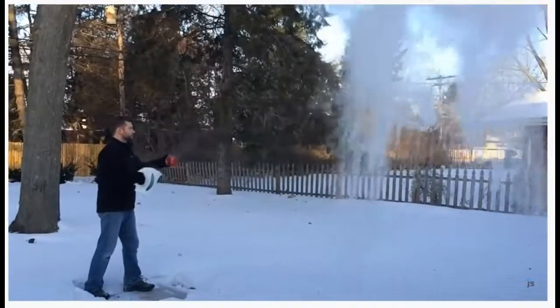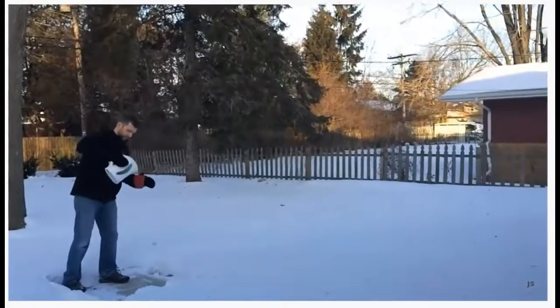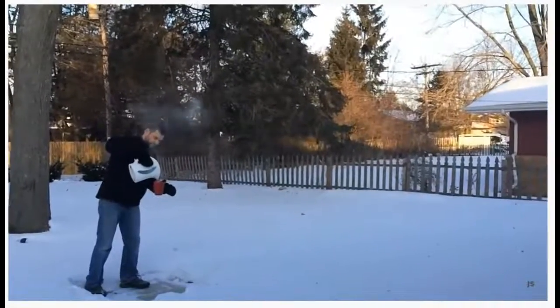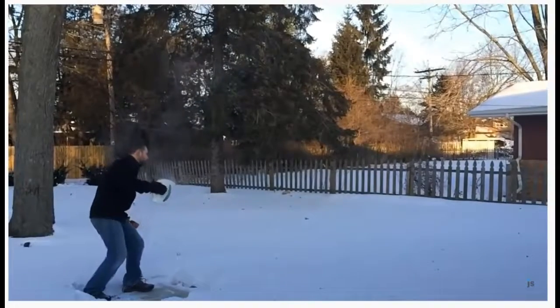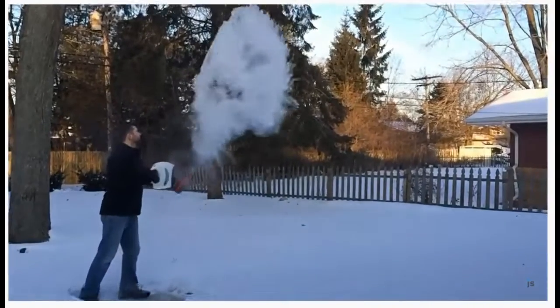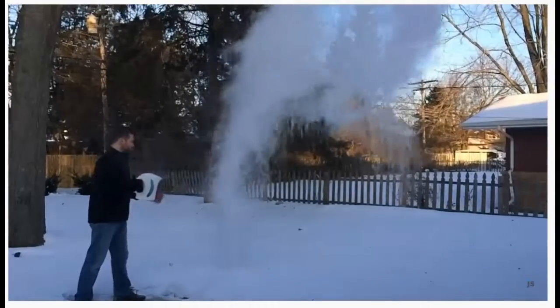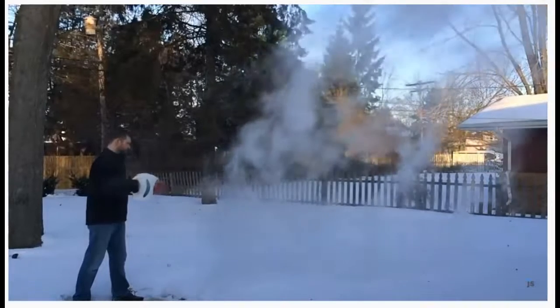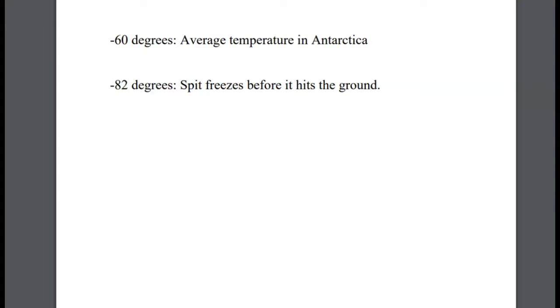You see that he threw the boiling water in the air and it froze in midair at negative 15 degrees. That's even colder than 0. And you'll see there the water freezes in midair. But we can get even colder than that. We can go all the way to negative 60 degrees.